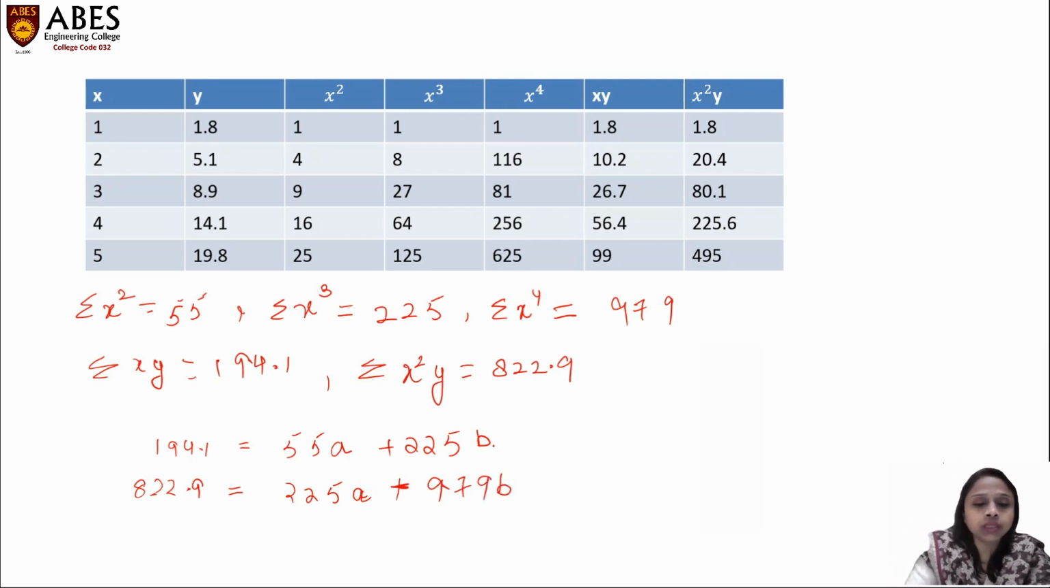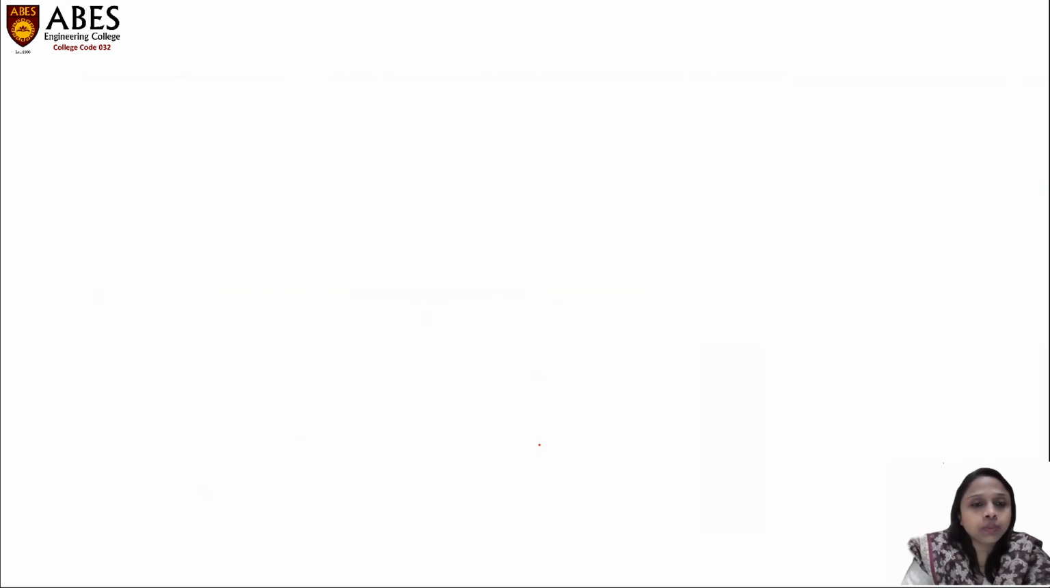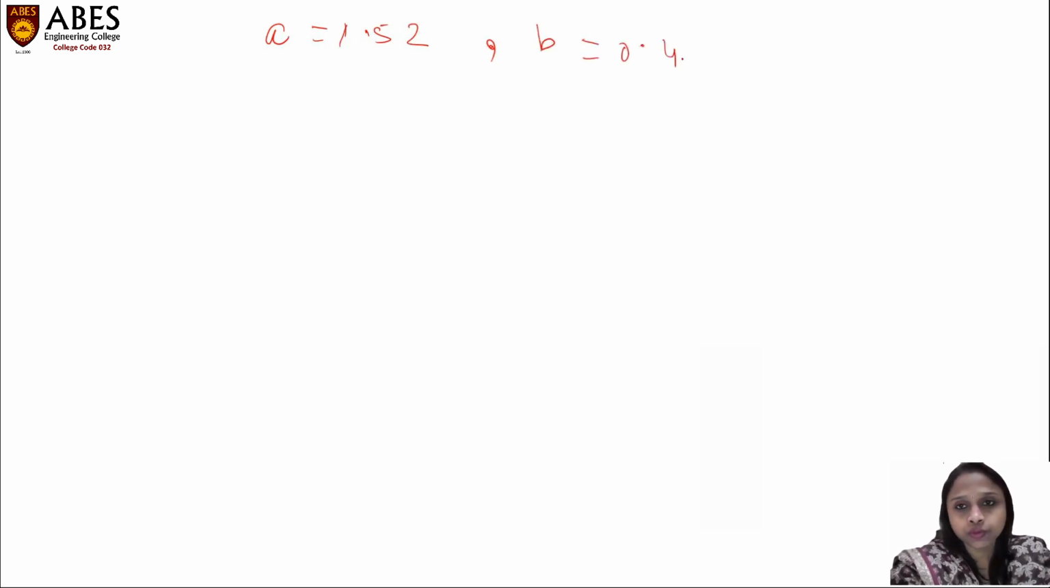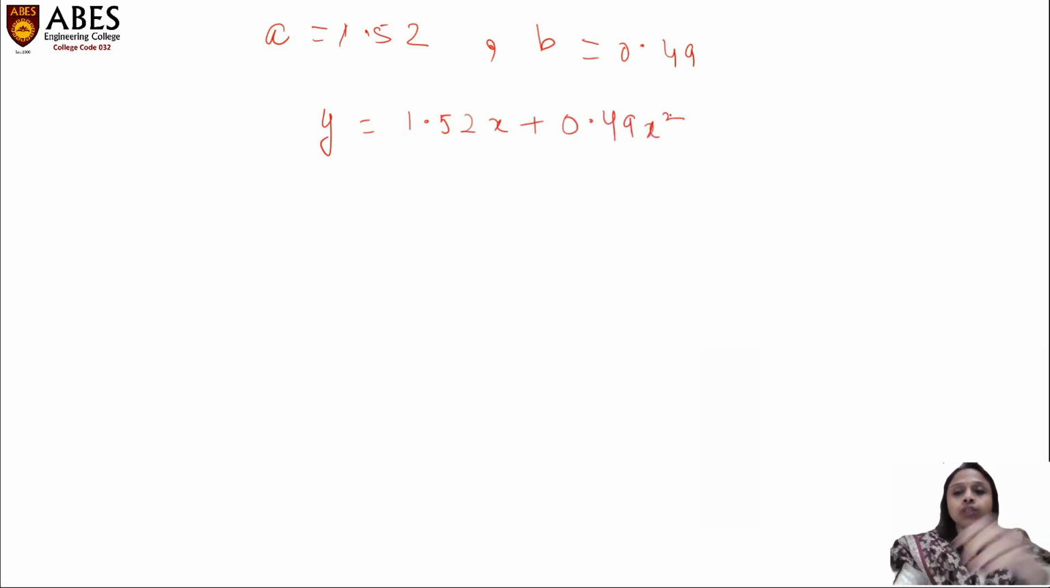Now we need to solve these equations. You can use either of the methods. Either you can multiply equation number 1 and 2, or you can do the cross multiplication. By doing so, you will get the value of a as 1.52 and value of b as 0.49. So my curve will be 1.52x plus 0.49x squared. This is the best fit to the data.